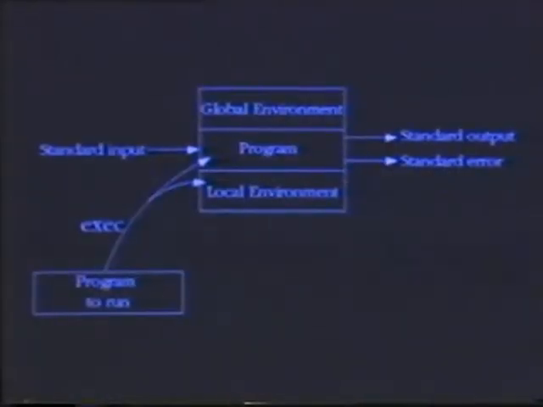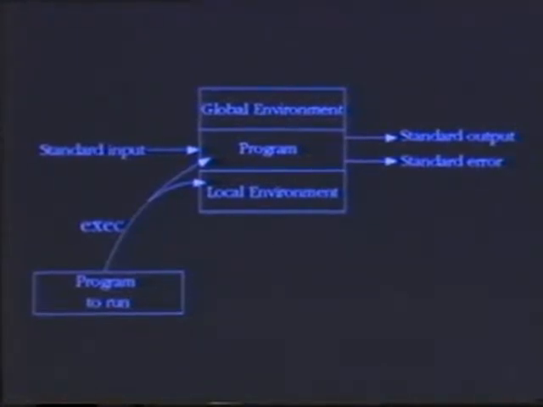Now that we have a new process, we can perform the second step, which is called execing a program. We have a process. To make it run a new program, we simply have to overwrite the program part of this process. The other information remains the same: the standard input, output, and error devices in the global environment.